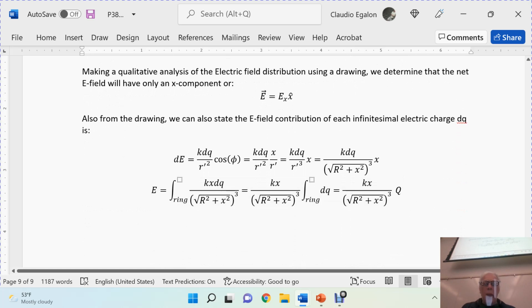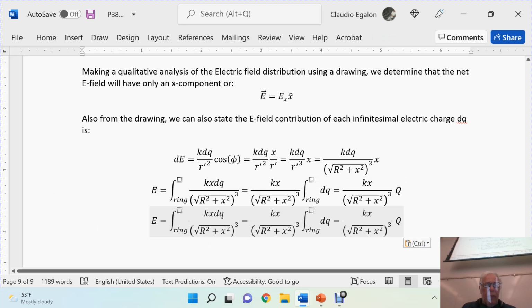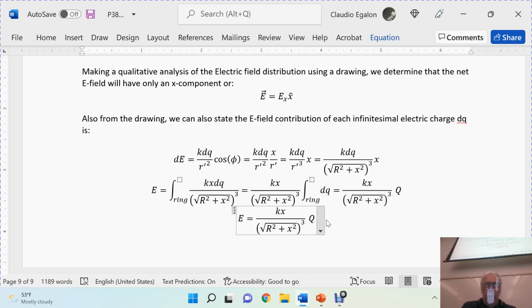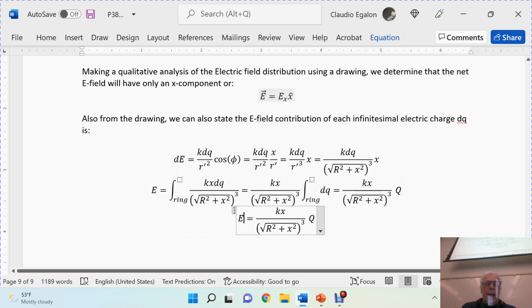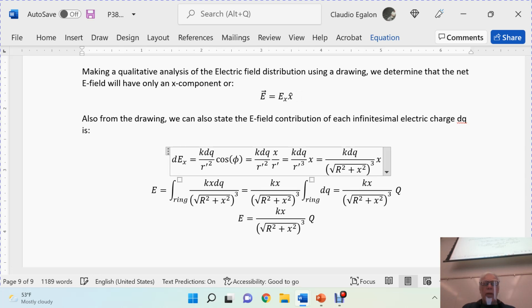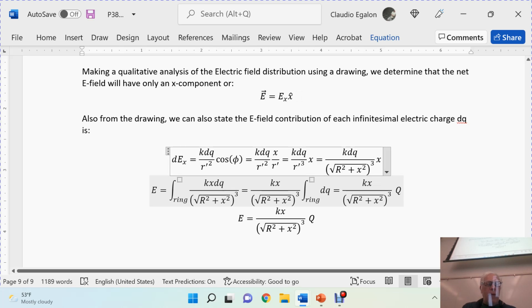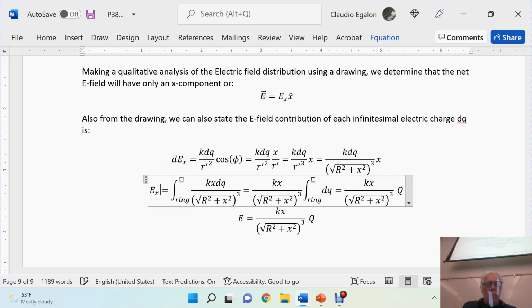And now we have the net electric field right in here. I can write that down here. Let's see if it's right. That's the net electric field here. And let's not forget, this is an electric field along the x-axis only. I'm going to emphasize that this guy is the x component of the electric field.